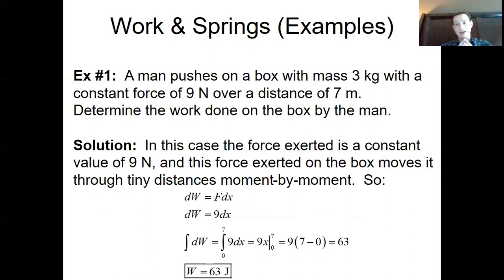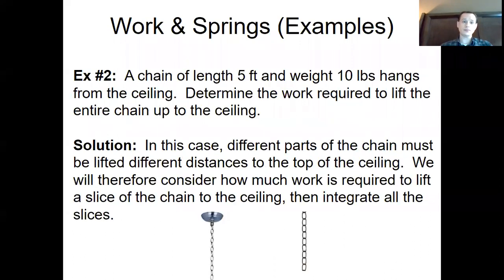Well, the integral's trivial after that. The integral of 9 dx is 9x. You plug in the limits from 0 to 7, you get 63, and you apply appropriate units. Work and energy all have the same units of joules in the metric system, which is what this has because everything's meters and kilograms and newtons. So the work done in pushing this thing a distance of 7 meters is 63 joules right there.